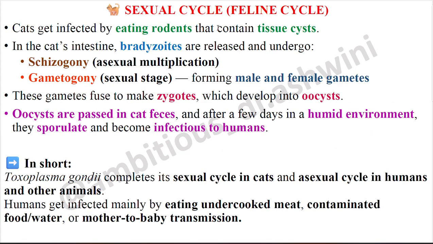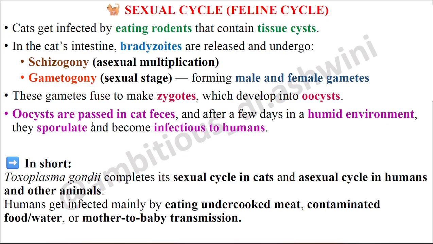Now we will see the sexual cycle, that is feline cycle. Cats get infected by eating rodents that contain tissue cysts. In the cat's intestine, bradyzoids are released and undergo schizogony, which is asexual multiplication, and gametogony, which is sexual stage, forming male and female gametes. These gametes fuse to make zygotes, which develop into oocysts.